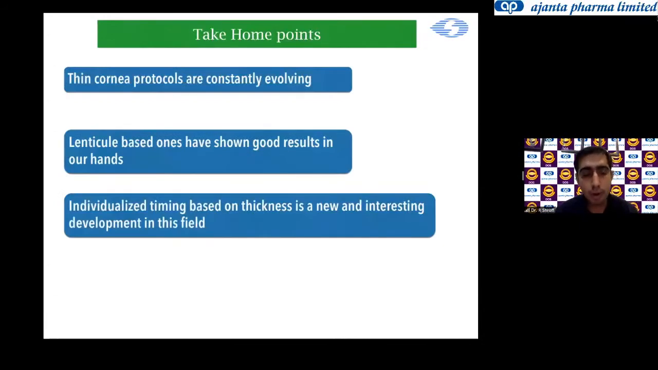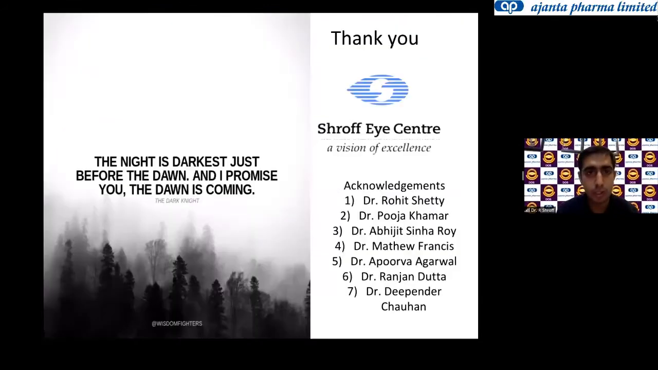So the take-home points of my talk: the thin cornea protocols are constantly evolving. Lenticules have shown good results in our hands, and fluence is basically a new area and is probably going to be a paradigm shift in this particular field of cross-linking thin corneas.